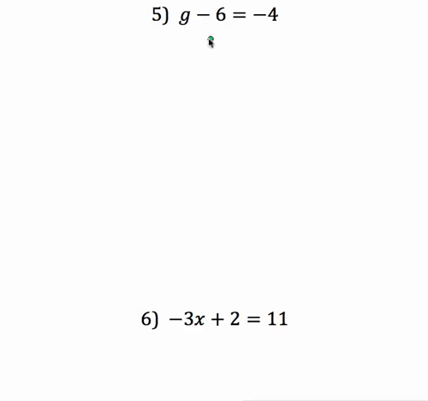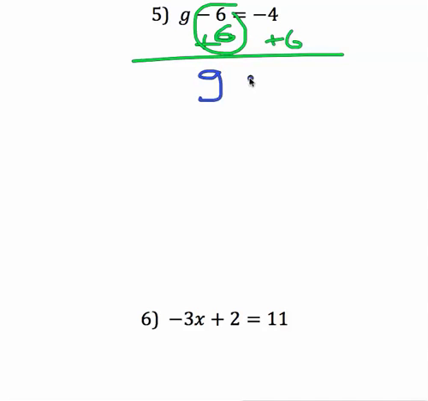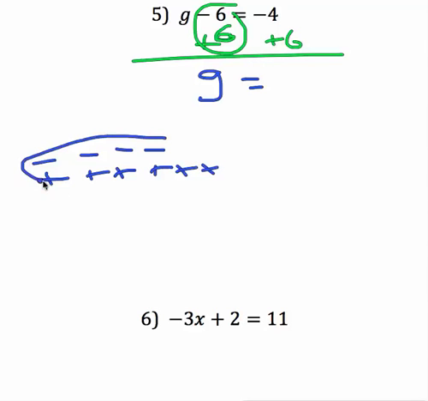G is being subtracted by 6, so I'm going to do the inverse and add 6 to both sides because negative 6 and 6 make 0. On the left side I have G, on the right side negative 4 and positive 6. That's 4 negatives and 6 positives. Gives me 4 zero pairs and 2 positives.